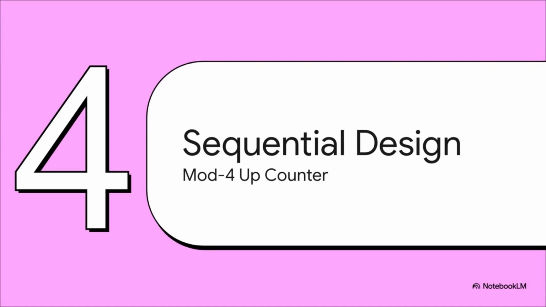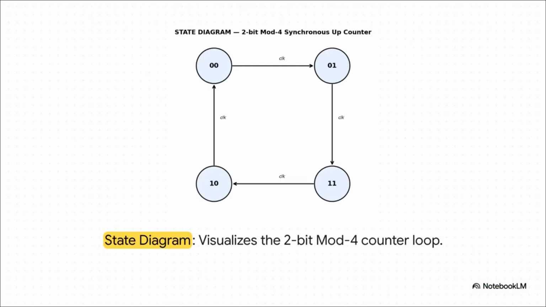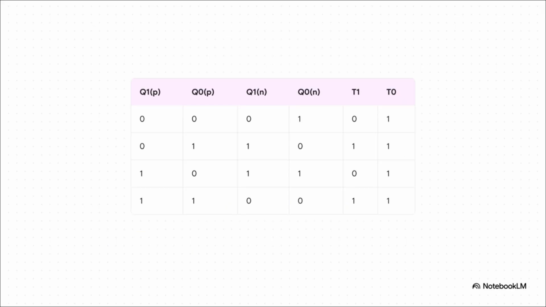Section 4. Sequential design. We're building a Mod 4 upcounter. Let's walk through a fully worked design for a 2-bit Mod 4 synchronous upcounter. Step 1. We always start by drawing the state diagram. This perfectly maps out our required loop, counting from 0, 0 all the way up to 1, 1, and then looping right back. Step 2 is creating the state table.